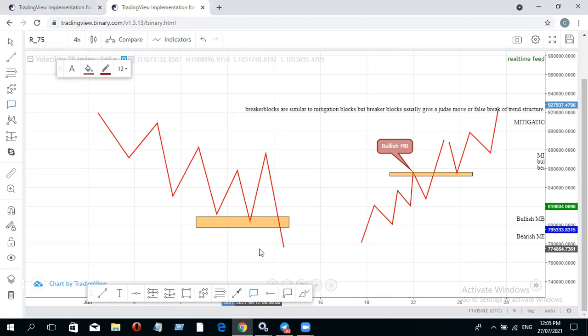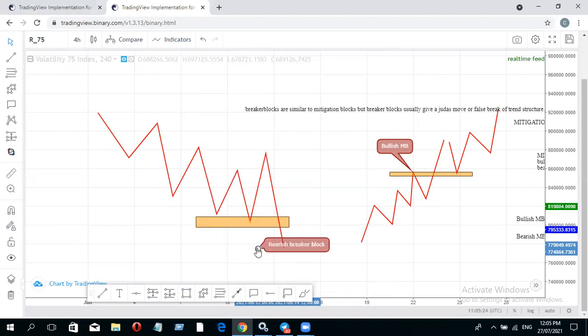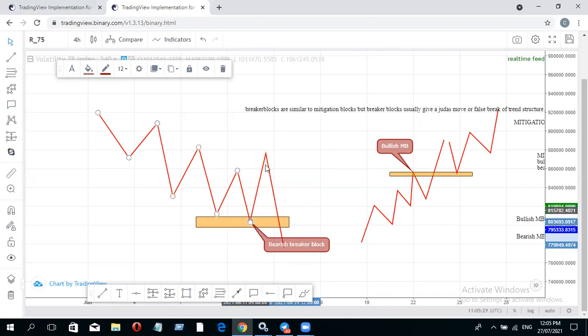Let's label it. I want us to understand this. So this is our bearish breaker block. We can call this our bearish breaker block, this last bearish candle, which caused this bullish move and then broke structure downwards.